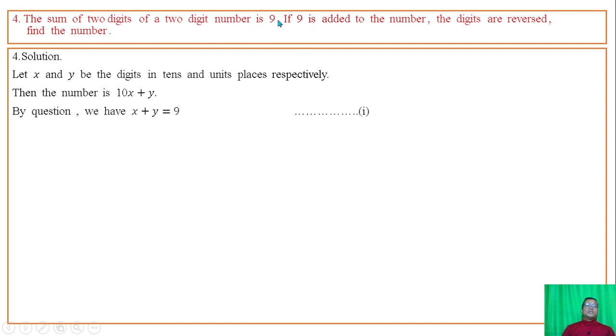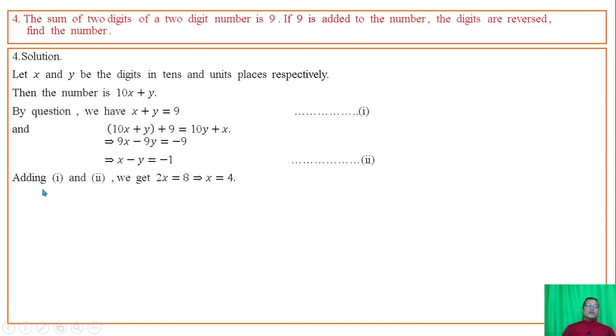According to question we have x plus y is 9, which is equation 1. Again, if 9 is added to the number, the digits are interchanged, giving 10y plus x. So the linear equation in two variables is x minus y equal to minus 1, which is equation 2. Let us solve equations 1 and 2 by an algebraic method.